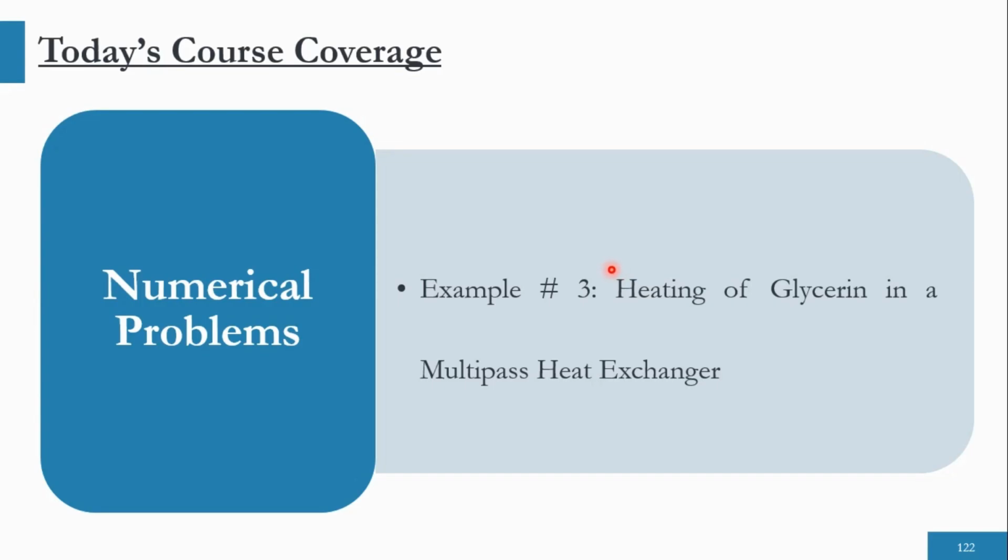In our previous two videos, in which we solved example 1 and example 2, we just took a simple example of a single shell and tube heat exchanger and we did not specify any passes arrangement in it. But in today's video, we will involve the multiple passes of shell side and tube side and we will solve the numerical.